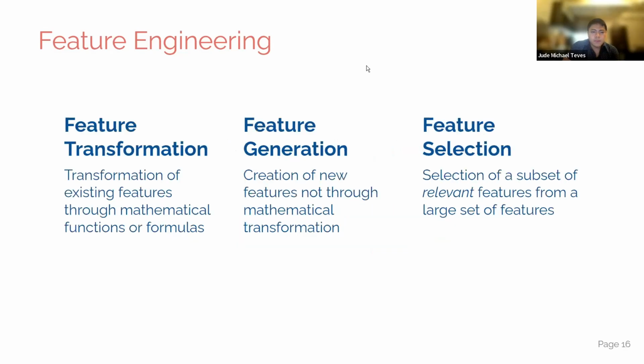So there are different types of feature engineering. There's feature transformation, feature generation, and feature selection. Transformation is transforming the existing features into something else through mathematical functions or formulas. Feature generation is creating a new column or feature, creating something new. And feature selection is just selecting a subset of those features that you think is relevant for your use case.